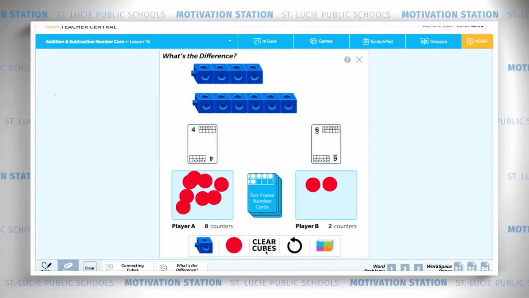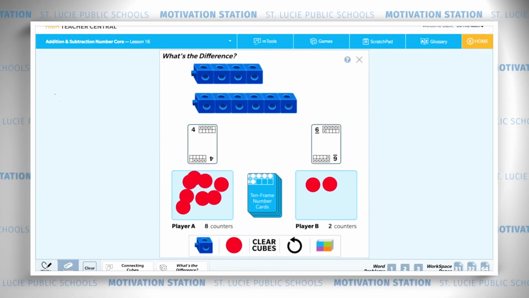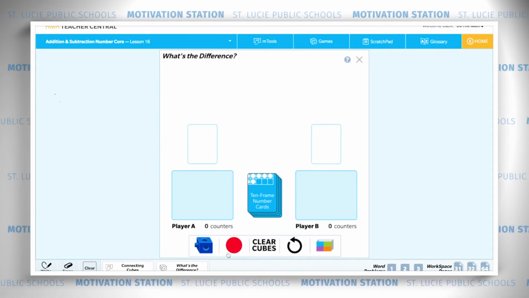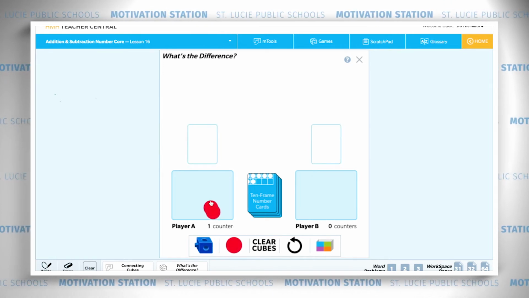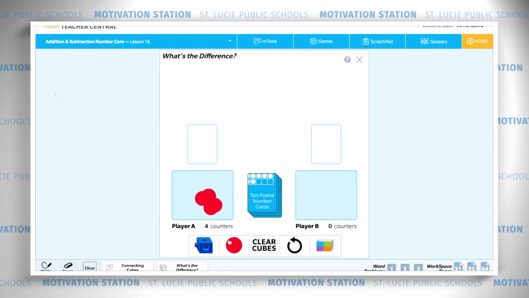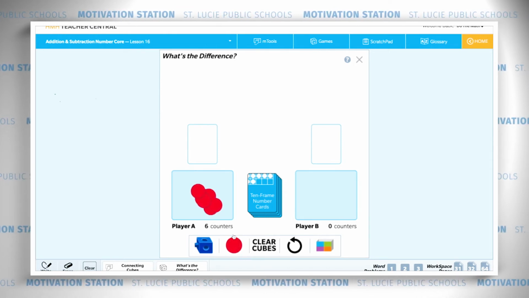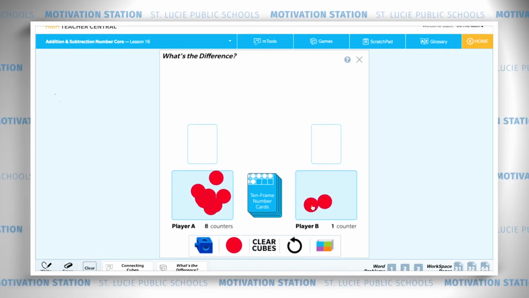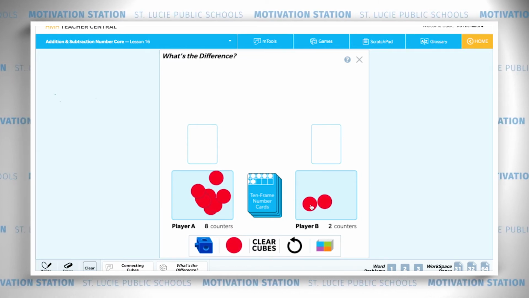Okay, we're gonna clear the cubes. Ooh, gotta unclick my erase. Clear the cubes, and oh, all of our counters went away. I'll count them back quick. 1, 2, 3, 4, 5, 6, 7, 8. And Puppy Dog gets 2. Okay, well, now here we go.